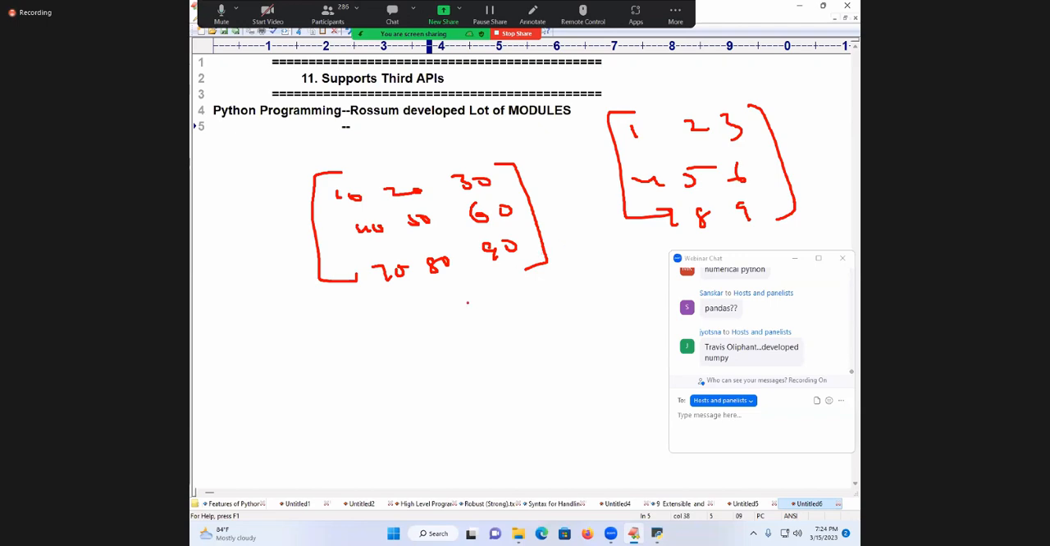That is important. What is this called? A. What is A to the power of T? A transpose. What is the need of going for transpose? You'll say rows into columns, columns into rows. That is easy. But how do you do it in real time? What is the use of it?